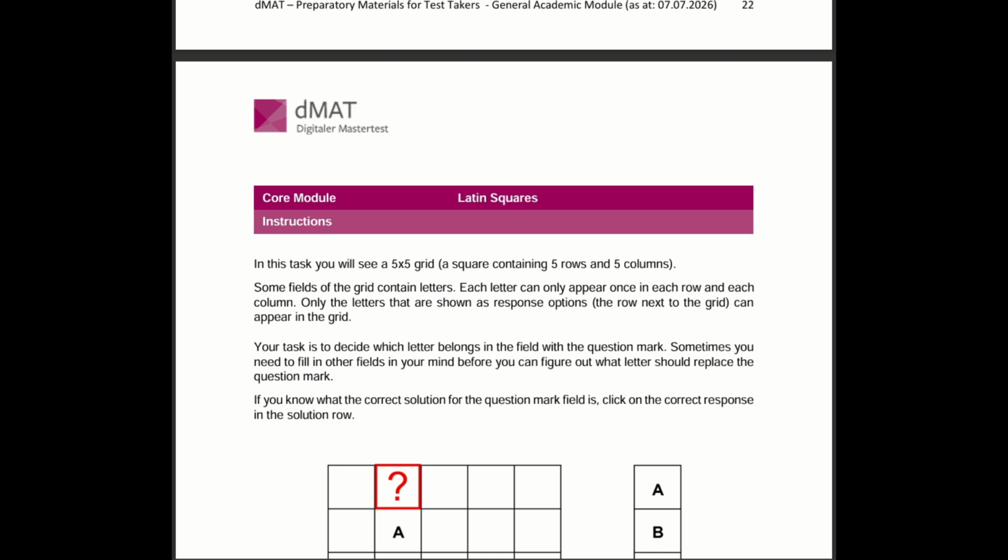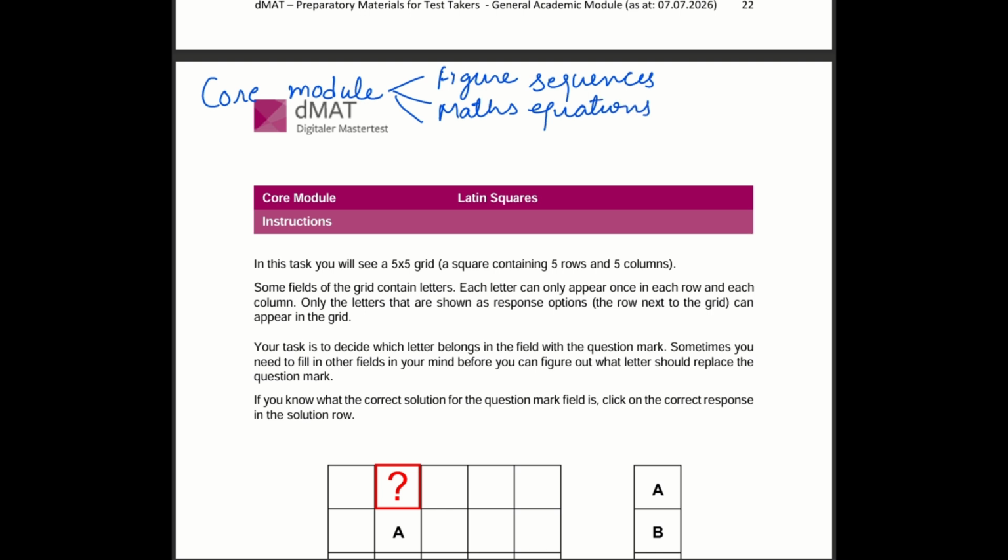So today we are going to discuss part 3 of the core module of DMAT. Basically, there are three topics that you have to cover. First is figure sequences, which we have covered in our last videos. Second is mathematical equations, and third is Latin squares.